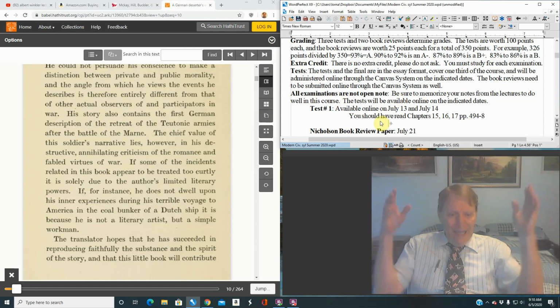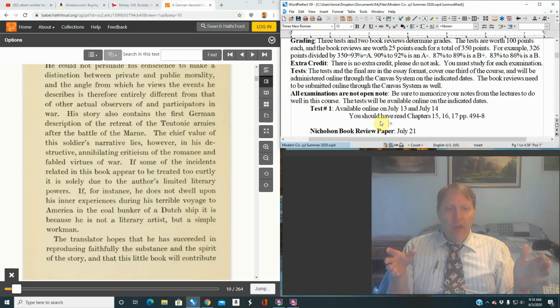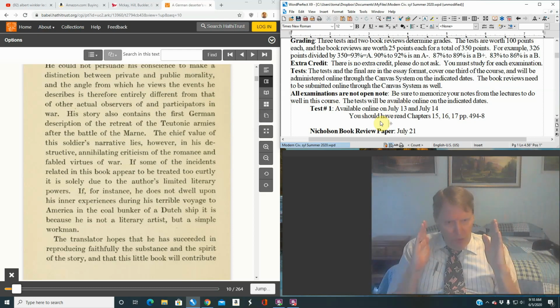This is a condensed class. Normally a class like this would meet for 14, 15 weeks. Since it's summer term, it only meets for about 7 weeks. I've got to condense what we're doing. In other words, we're going to have to do things pretty fast. I urge you to keep up. It's not a challenging thing to do.